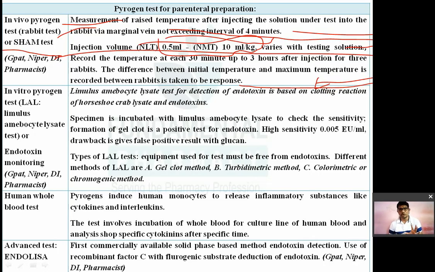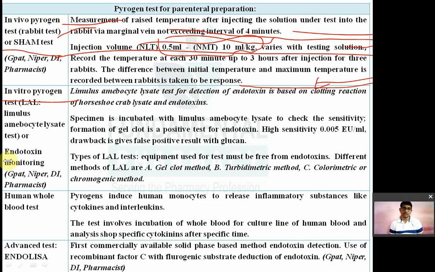So if there is an increase in the body temperature of the rabbit, that means the solution is not pyrogen free. Now another test is there, known as the in vitro test. In vitro test for pyrogen. In vitro means in the lab, in the test tube. Okay, so in vitro test means LAL test.